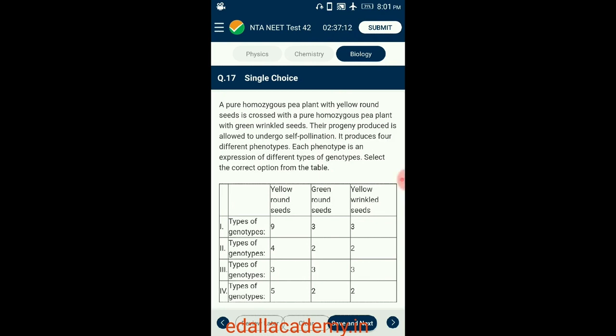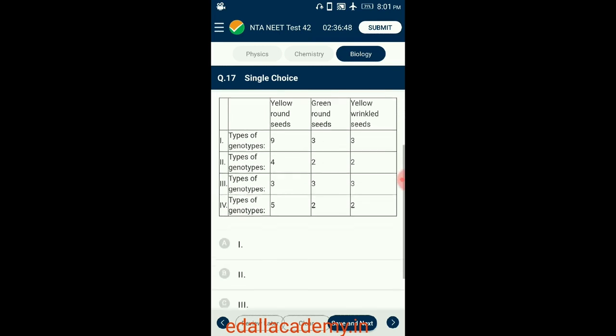Question number 17. A pure homozygous pea plant with yellow round seeds is crossed with a pure homozygous pea plant with green wrinkled seeds. Their progeny produced is allowed to undergo self-pollination. It produces 4 different phenotypes. Each phenotype is an expression of different types of genotypes. Select the correct options from the table.